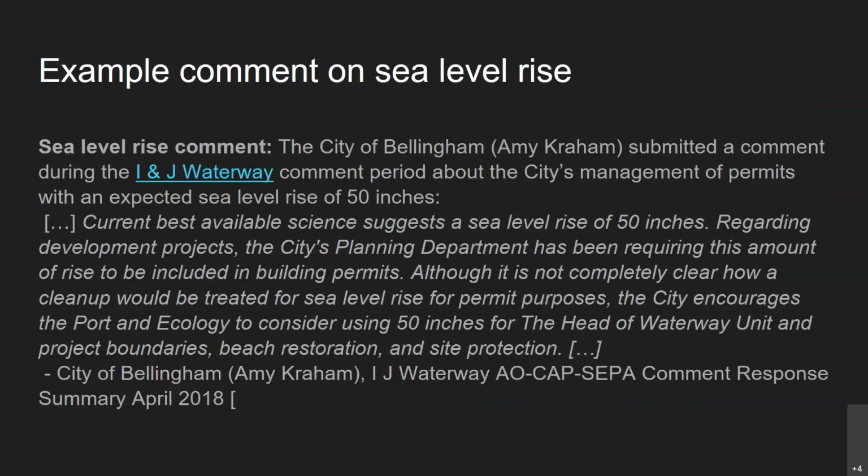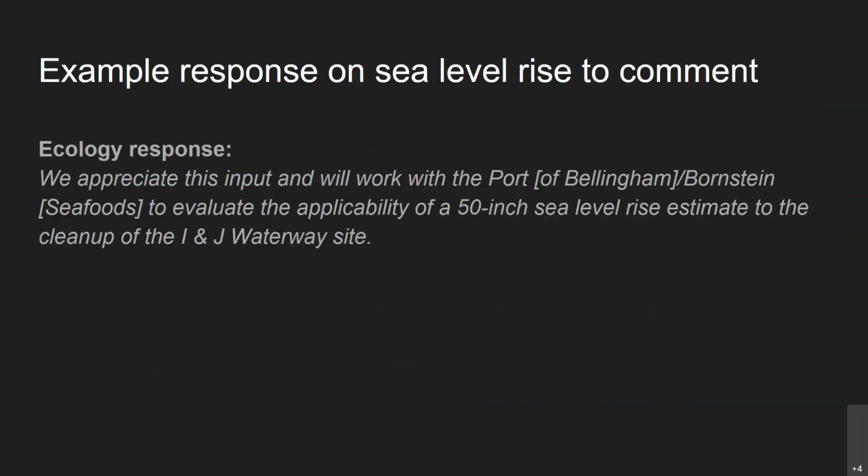So something to keep in mind is that with all the comments that you submit, there will be a response from Ecology. On the next slide is the response that Ecology provided to that comment, where they said that they would work with the Port of Bellingham and Bornstein Seafoods, who were part of the potentially liable parties for that particular project, to evaluate the applicability of the 50-inch sea level rise estimate to the cleanup. And so that's one example of a comment.